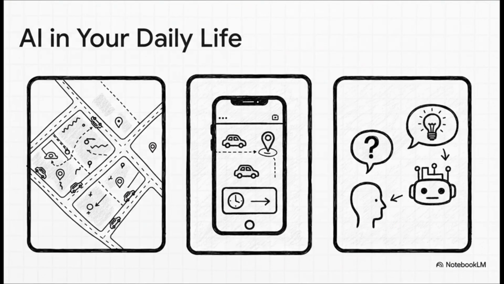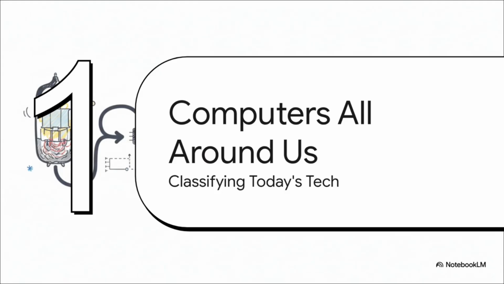And look, this isn't some far-off science fiction thing. You use it every single day. When Google Maps predicts traffic, that's AI. When Uber gives you an arrival time, that's AI. When you ask a smart assistant a question, you're talking to an AI. It's everywhere.